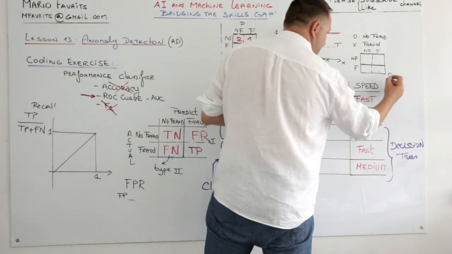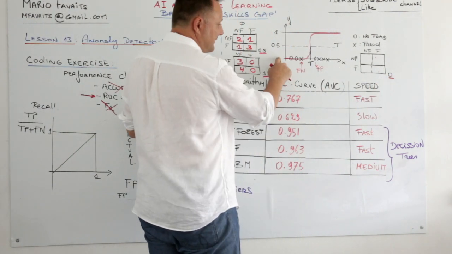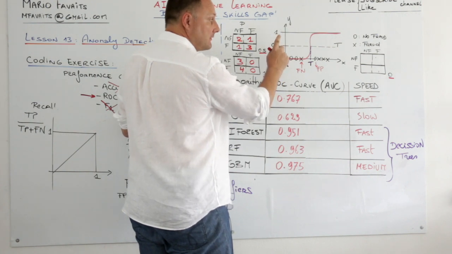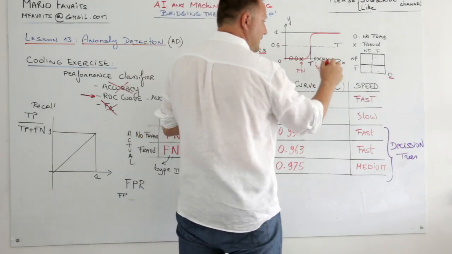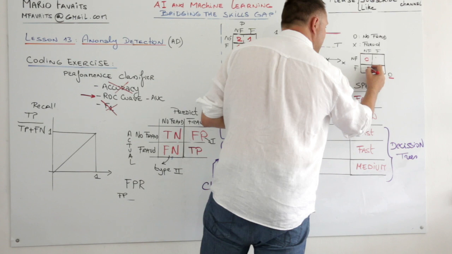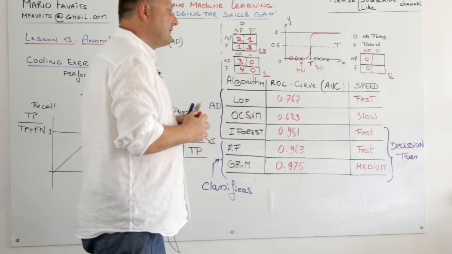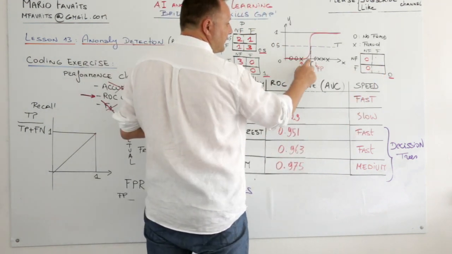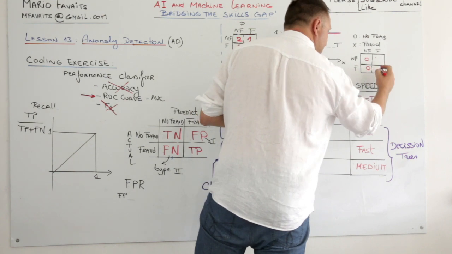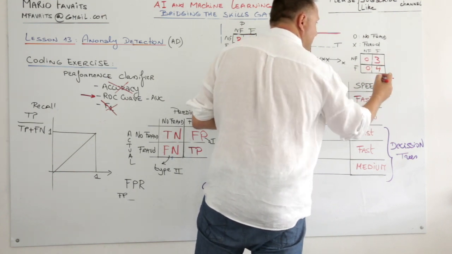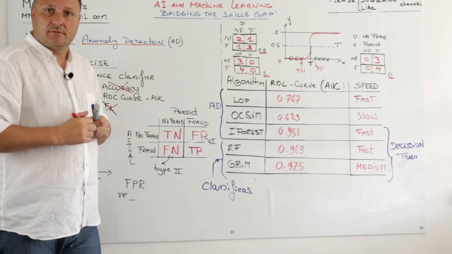Now t equals 0, now your t is here. Everything is fraud, right? So your no fraud column is going to be 0. If everything is fraud, these 4 crosses are correct. And you have 3 false positives.